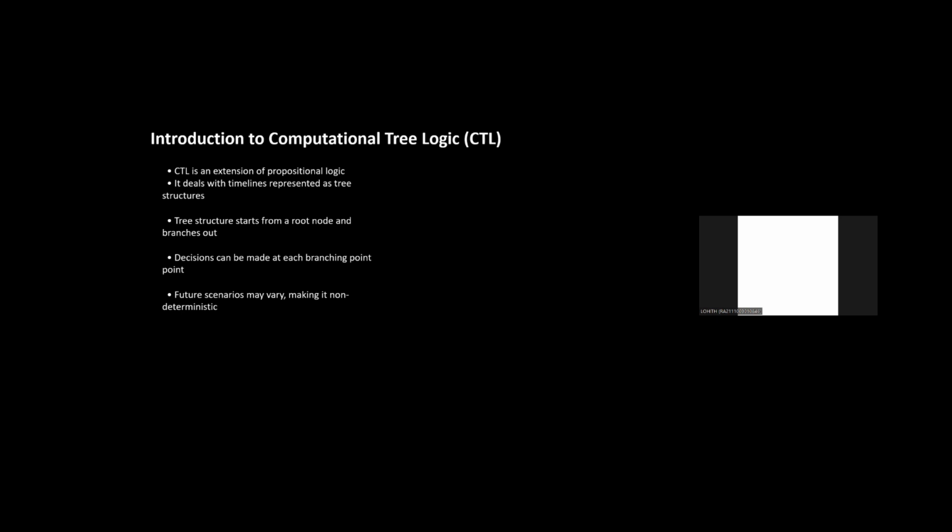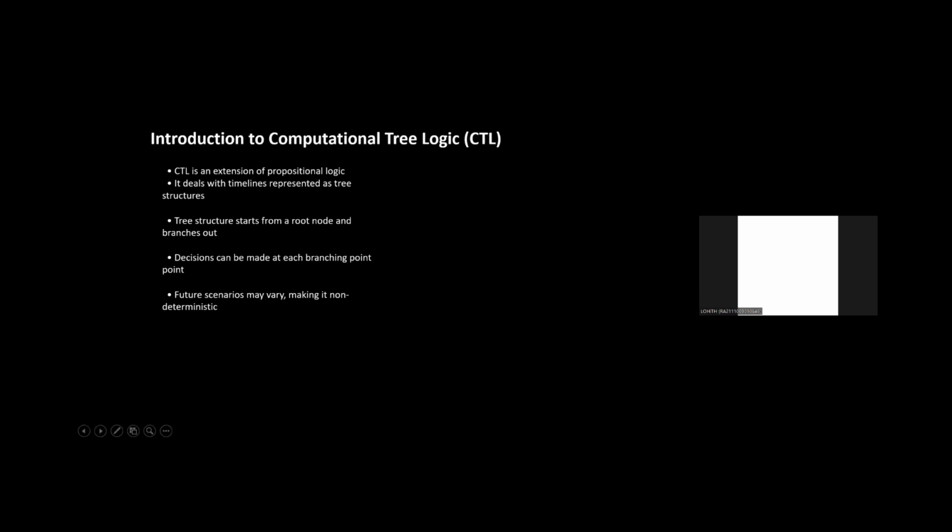Tree structure. In the tree structure of computational tree logic, the system behavior is represented as a tree structure. This tree starts from a root node, which represents the initial state of the system, and branches out as you move through time. Each node in the tree corresponds to a possible state of the system at a specific time.